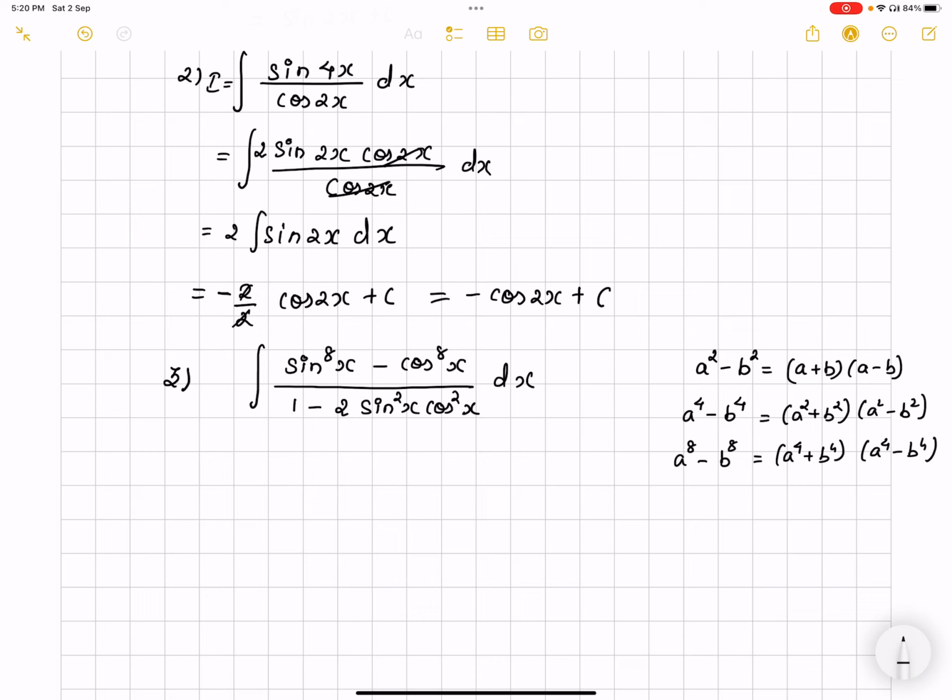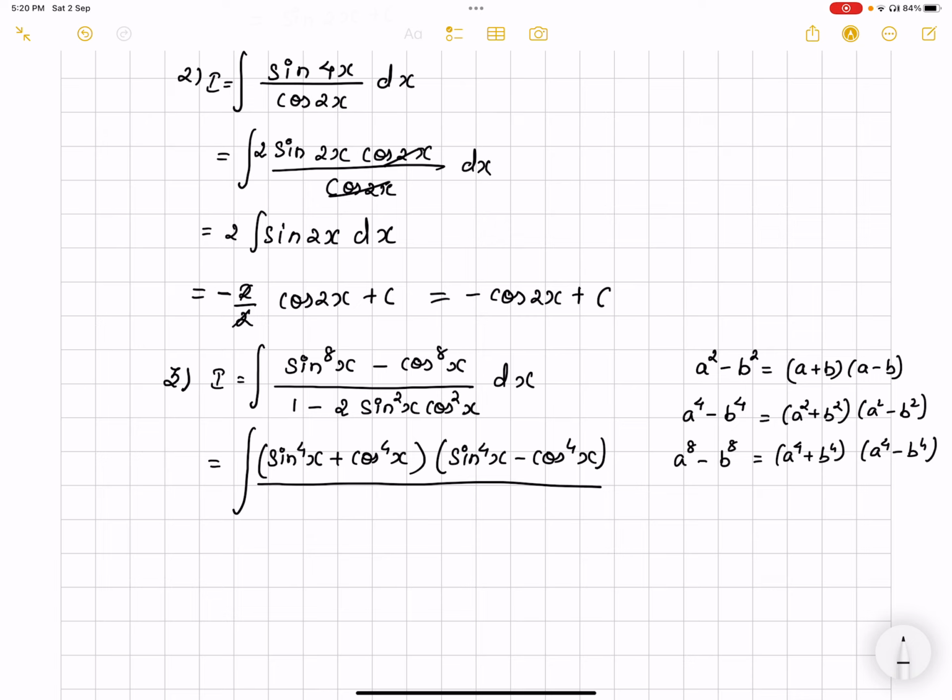So now in the same way, I'm going to split the numerator. So now here I would be getting I is equal to integral sine power 4x plus cos power 4x into sine power 4x minus cos power 4x divided by, I need to do some tinkering work even in my denominator.